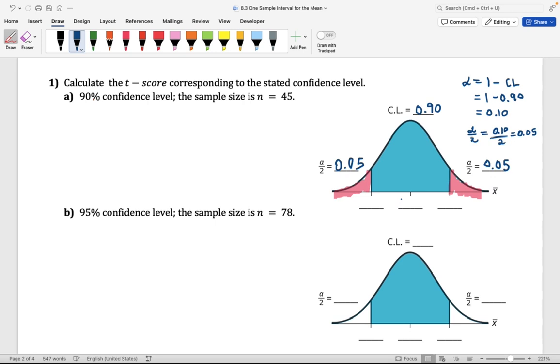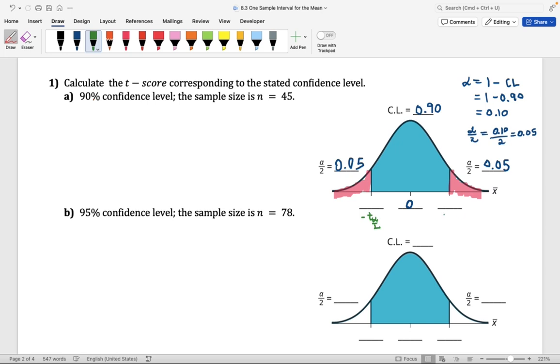At the center of the distribution, we're always going to have 0. Here, on the left, we're trying to find the t-score. It's going to be a negative value. That t-score corresponds to alpha divided by 2. In this case, alpha divided by 2 is 0.05. The area below this t-value, below this t-score, is 0.05. That's all we're saying when we write t corresponding to alpha divided by 2.